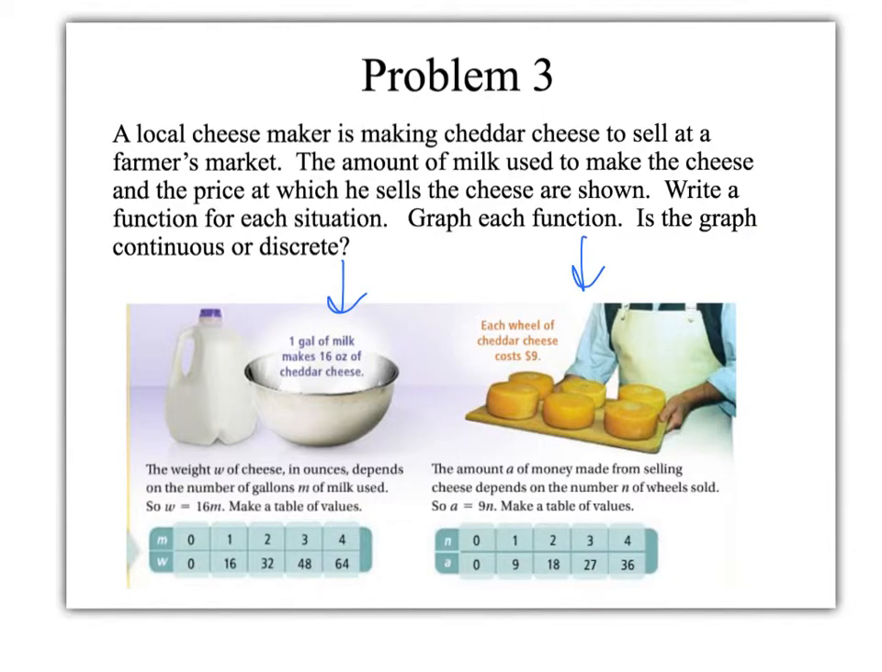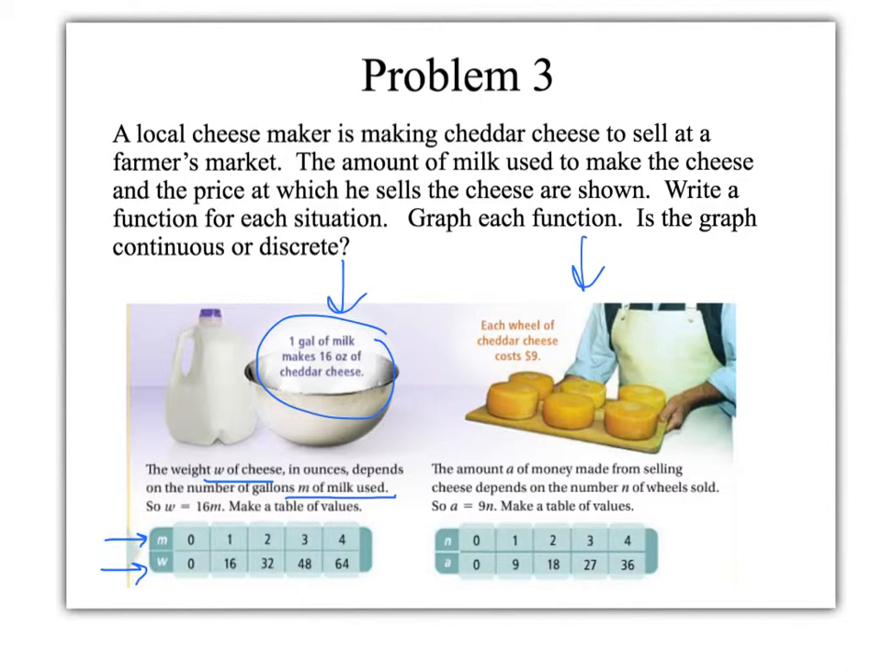So right here it says 1 gallon of milk makes 16 ounces of cheddar cheese. So we have the weight of the cheese in ounces depends on the number of gallons of milk. So the more milk you use, the more the weight is going to be. So milk is your independent and weight is your dependent. Okay, so they just chose 5 values: 0, 1, 2, 3, and 4. Because again, in this situation, negative values don't really make sense. You're not going to have a negative amount of milk.